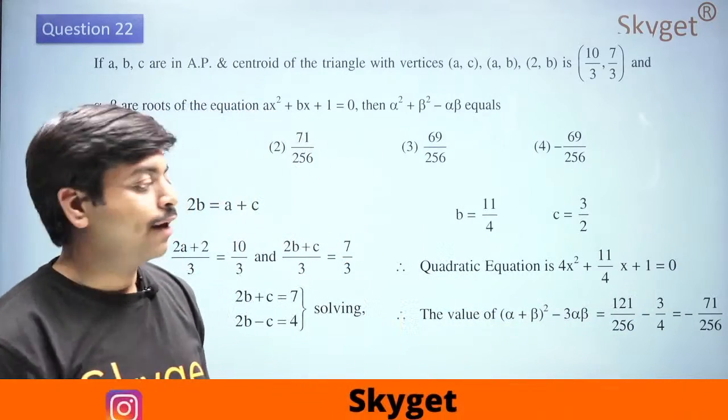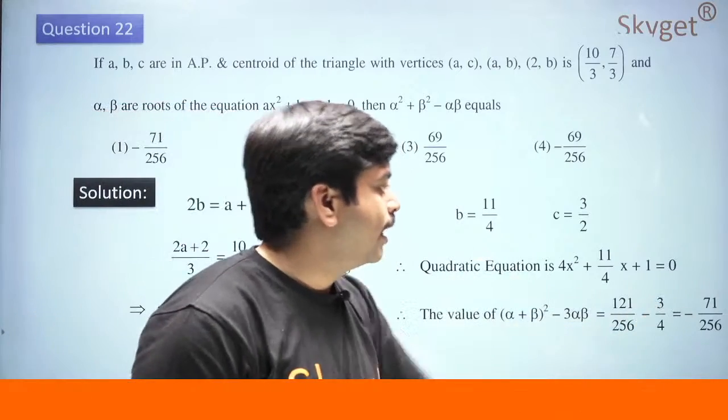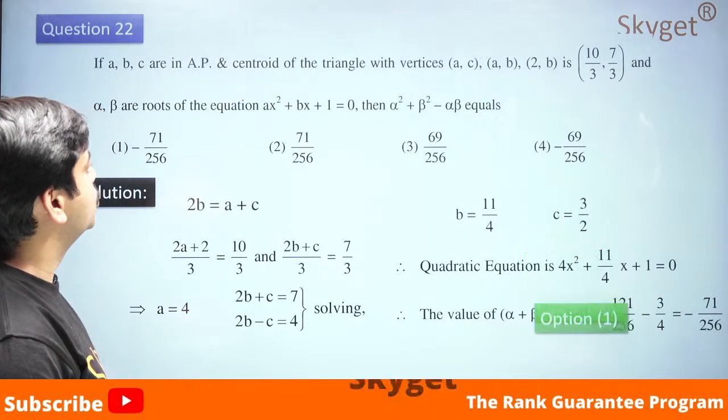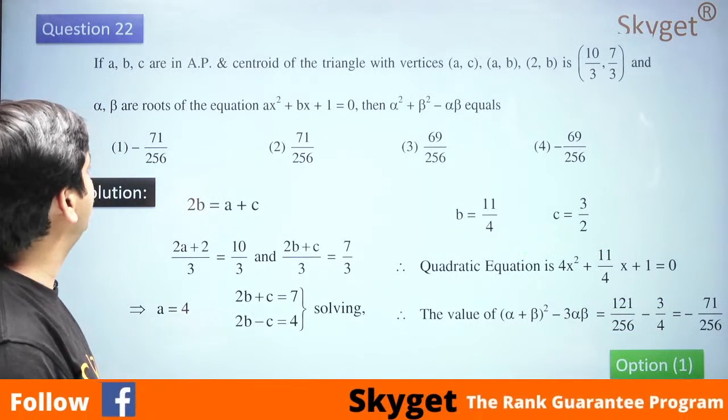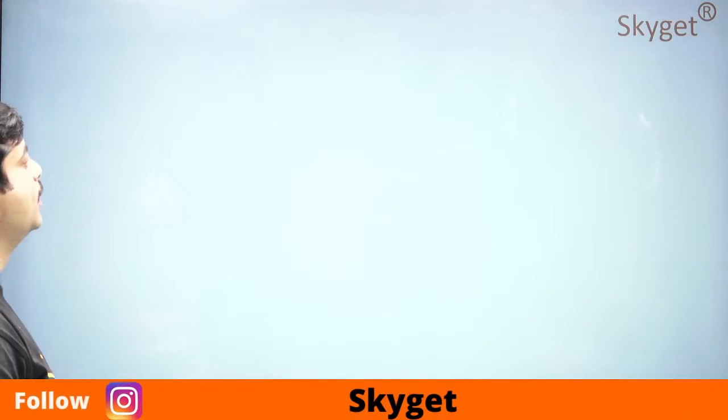I already told you the values. Alpha plus beta is minus b by a, and alpha beta is equal to c by a. Substitute those values and you will get the answer, minus 71 by 256. Very important question, very simple. So which option is that? Minus 71 by 256, that is option number 1. Good. Let's move forward to the next question.